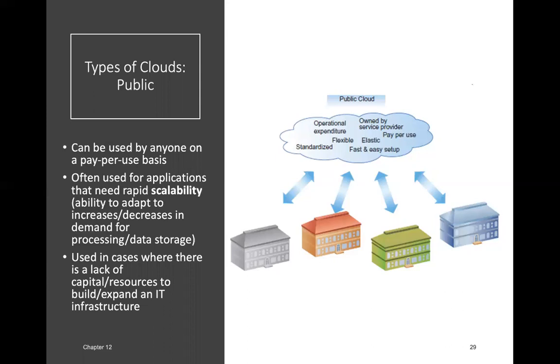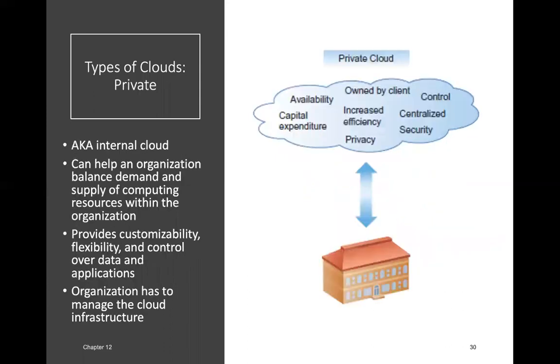It's not really the opposite of a public cloud. It's a different way of thinking about organizations controlling how different parts of the organization manage their revenues when it comes to infrastructure. Another way of thinking about a private cloud is this thing called an internal cloud. It's helping an organization balance demand and supply of computing resources within a single organization. So a department will provide the cloud to all other parts of the organization.